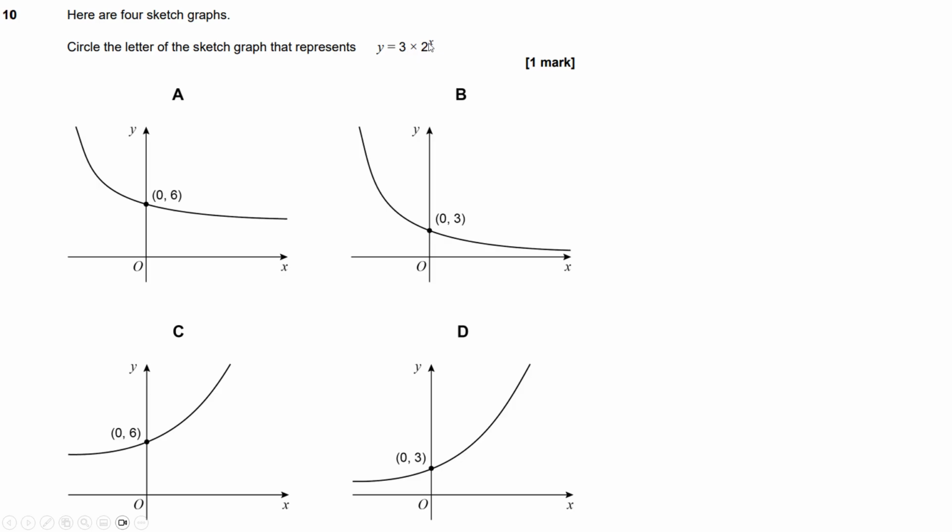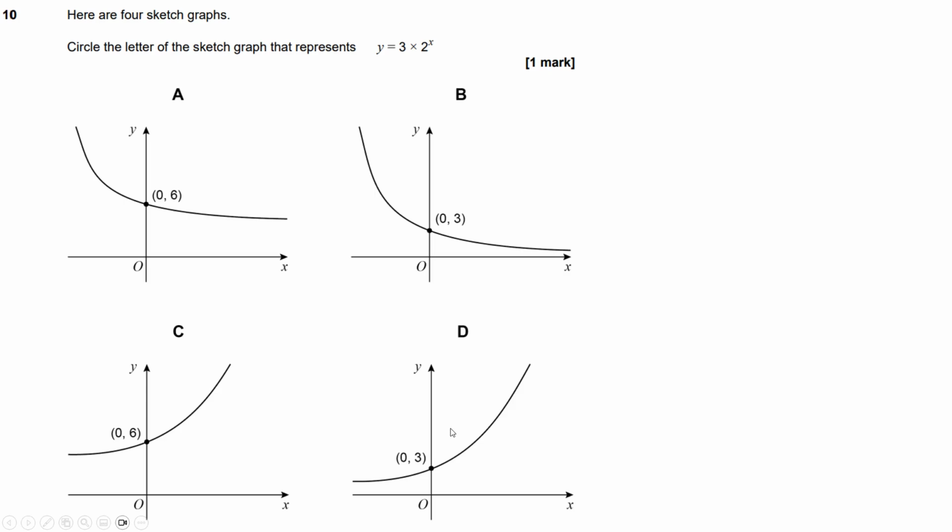But here, we're multiplying it, so for example, let's say when x equals 0, on the y-axis, 2 to the power of 0 is 1. Then 1 times 3 is 3. So that's telling us that it's going to intercept the y-axis at a y-coordinate of 3. So it's definitely not A or C. It's either this one or this one.